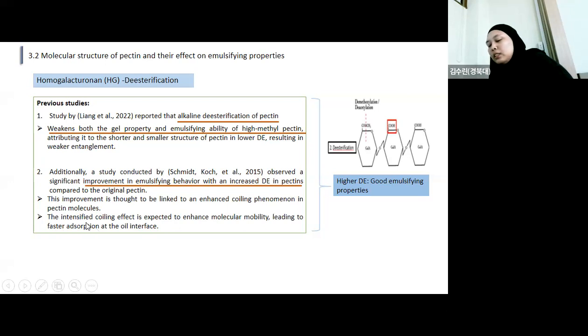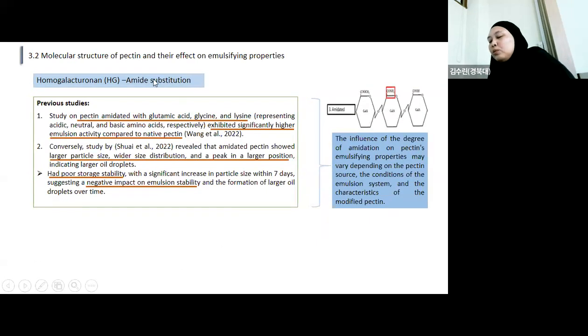So this effect is expected to enhance the molecular mobility, leading to faster absorption at the interface, and consequently, it leads to higher emulsifying properties. So the conclusion here is higher DE has better emulsifying properties than lower DE. And then the third part is amide substitution.